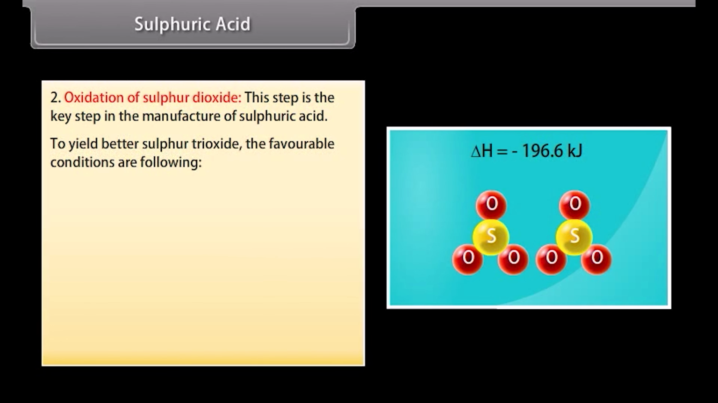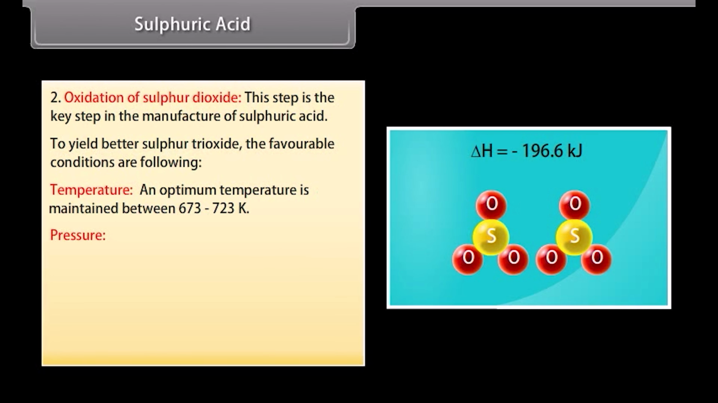To yield better sulphur trioxide, the favorable conditions are the following. Temperature. As the reaction is exothermic, a low temperature favors the forward reaction. An optimum temperature is maintained between 673 to 723 Kelvin. Pressure. A high pressure favors the process. An optimum pressure of 1.5 to 2 atm is maintained.